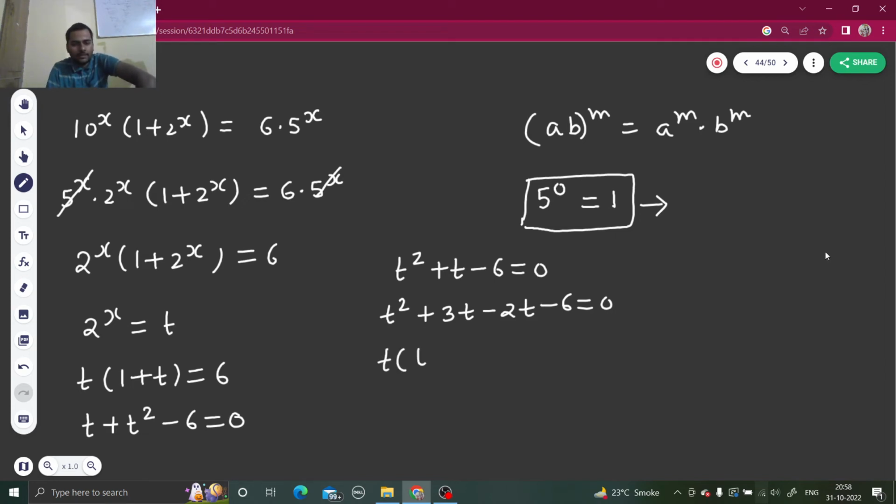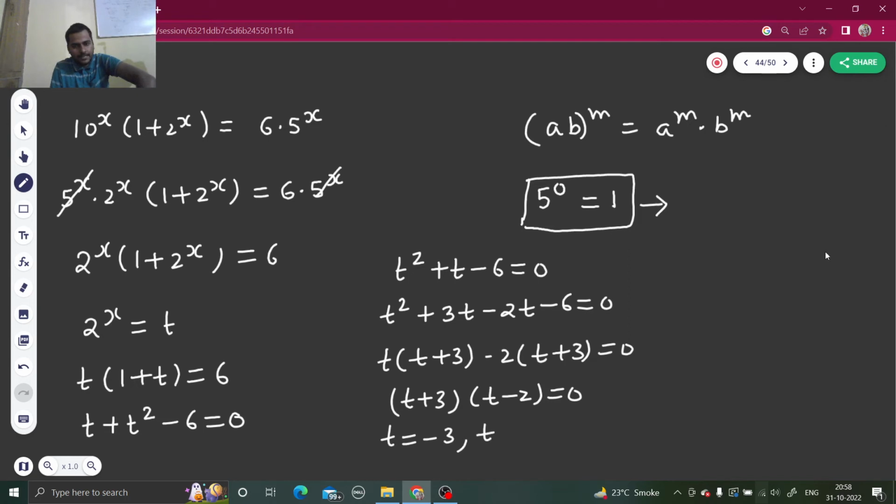So if I take t common, and minus 2 common, I get (t plus 3) times (t minus 2). So I am getting t as minus 3 and t as 2. As I told you about the graph, y can never be negative. Y means the output. For 2 power x also the story remains the same, because the base is positive, so we can never get the result to be negative. So 2 power x can never be equal to minus 3.